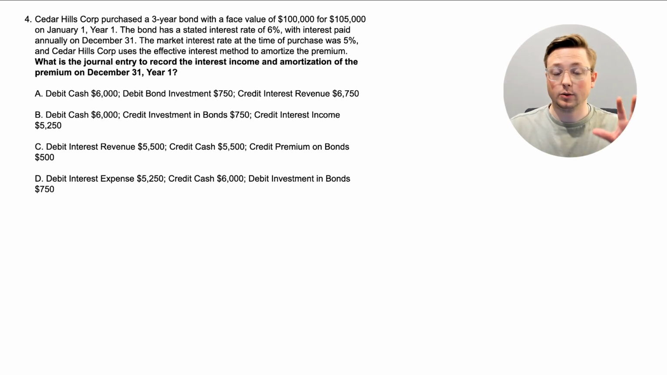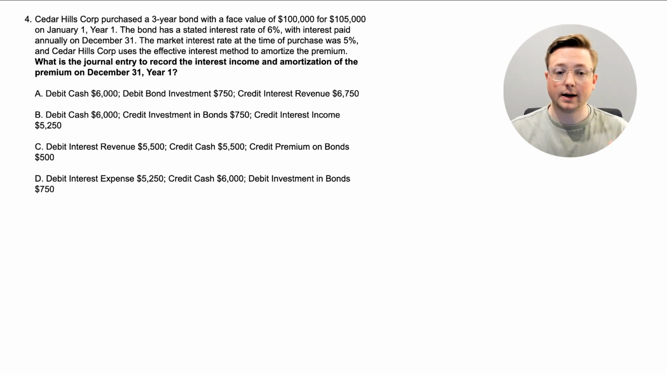Okay, so we have to figure out the journal entry for the amortization and everything. Cedar Hills Corp purchased a 3-year bond with a face value of $100,000 for $105,000 on January 1, year 1. The bond has a stated interest rate of 6% with interest paid annually on December 31st. The market interest rate at the time of purchase was 5%, and Cedar Hills Corp uses the effective interest rate method to amortize the premium.